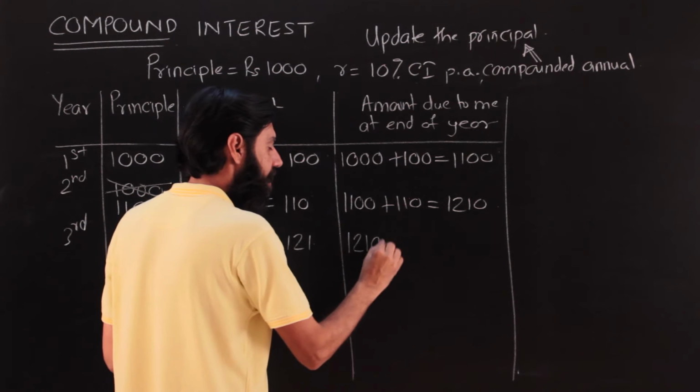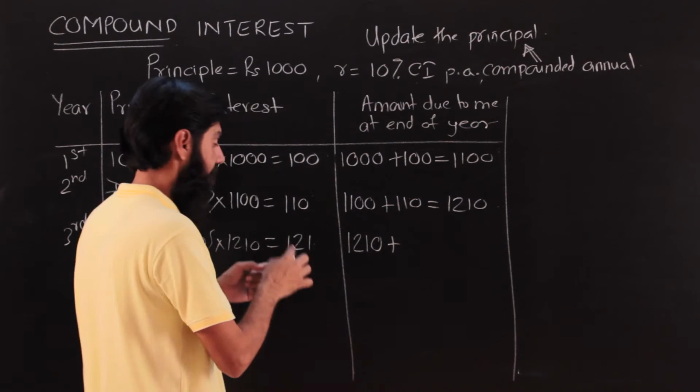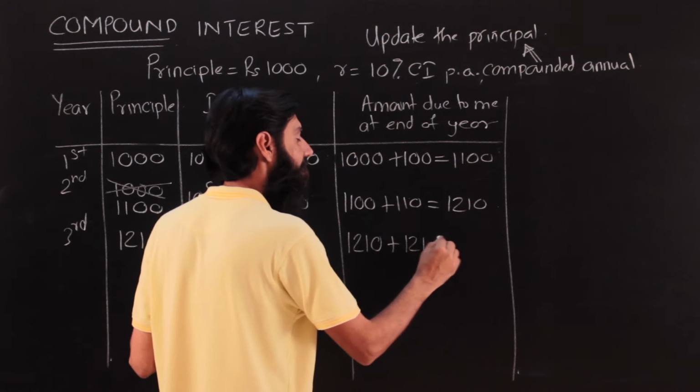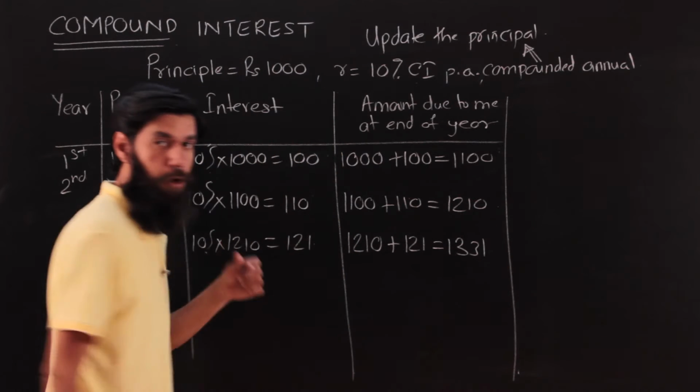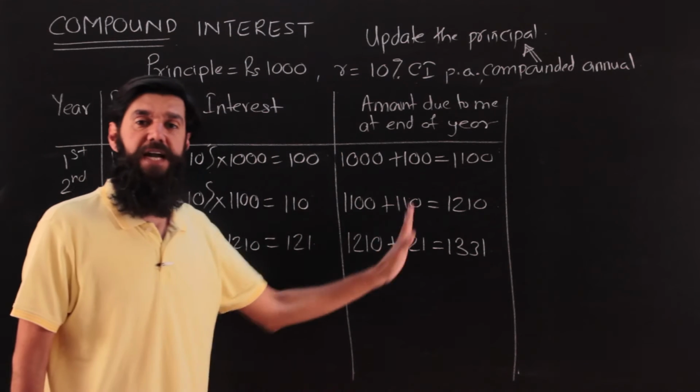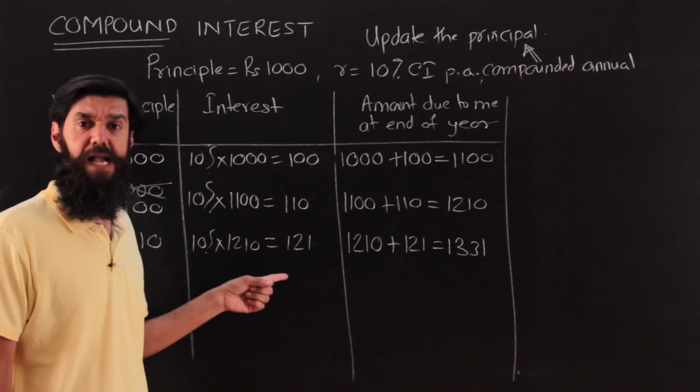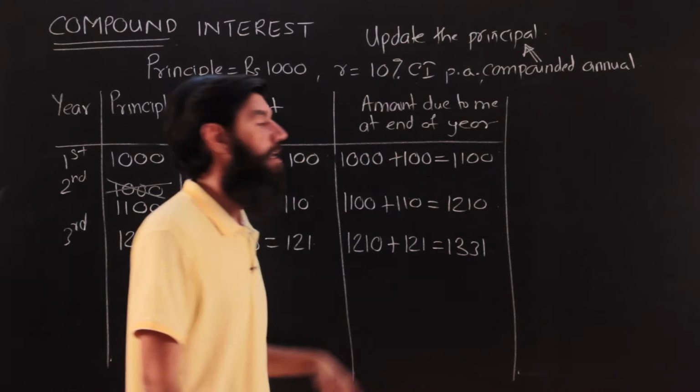Previously, at the start of the year, the amount due to me was 1210. What is the fresh interest that I've earned? 121. So if I add it up, I get 1331, and so on it would continue. We would look at this table once again, but let us just look at it in formula ways.